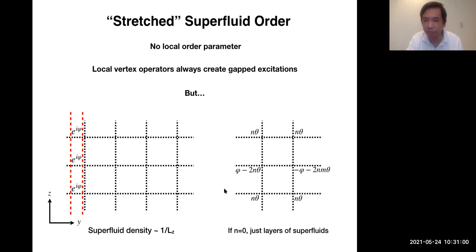And just to give some more intuition, if we think about this coupling term and turn off all these thetas, then what you see is just phi minus phi, which is a boson hopping or Josephson coupling between neighboring wires along the z direction. So if we turn off these thetas, then we just get layers of superfluids. But now we turn on these thetas, so the coupling is such that there's no local superfluid order in any of the layers, but we will get one that goes through the whole system. So we call it a stretched superfluid order.